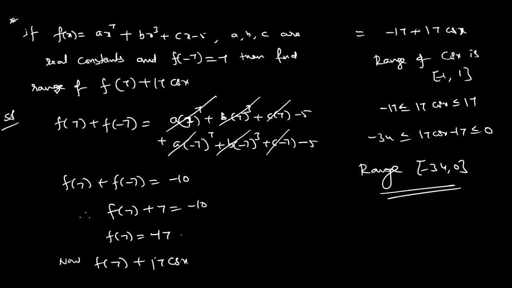Once again, f of 7 plus f of minus 7. Add them, so each and every term is cancelled except minus 5, the constant. Understand? What is the value of f of minus 7? This value is given, 7. So we are getting f of 7 is minus 17. Now what is the range? Here also the range of cos x is minus 1 comma 1. So please write down.